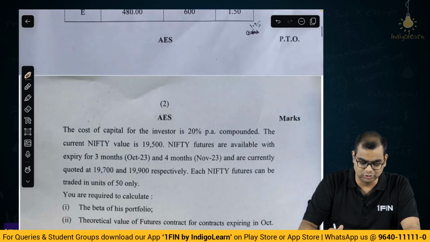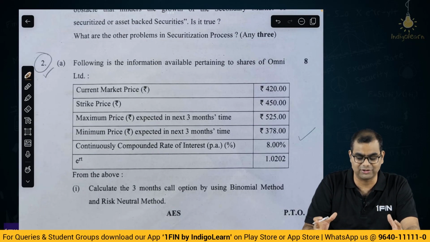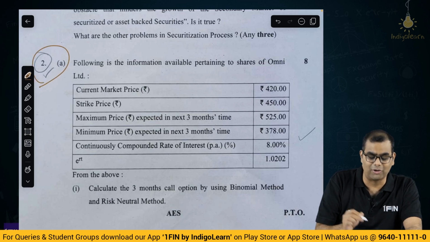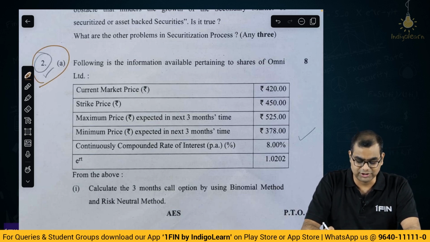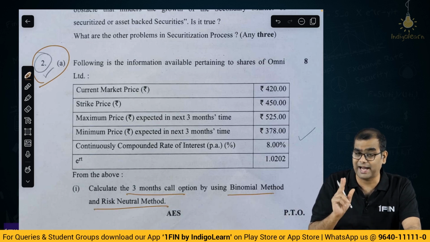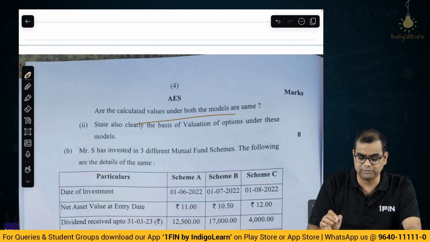So first, coming to this question, which has created a lot of bawal. Bawal means a lot of activity, hyperactivity, and all of that. This is the binomial model question, where they have said: calculate the 3 months call option by using the binomial method and the risk neutral method, and then they have said, are the calculated values under both the models same?